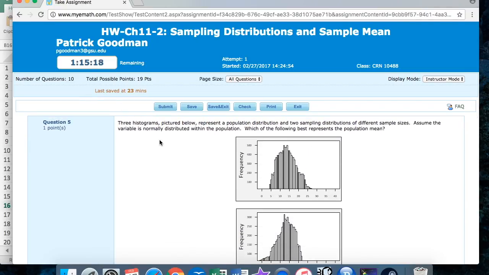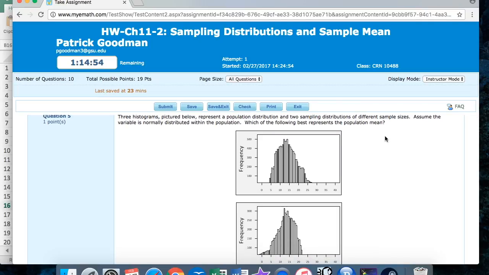So let's look at this one now. Here we have 3 histograms pictured below that represent a population distribution and 2 sampling distributions of different sample sizes. So this means we have different sample sizes, but they're kind of following the same study. So assume that the variable is normally distributed within the population. Which of the following best represents the population mean?